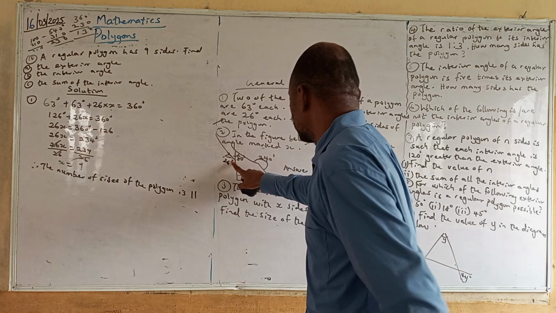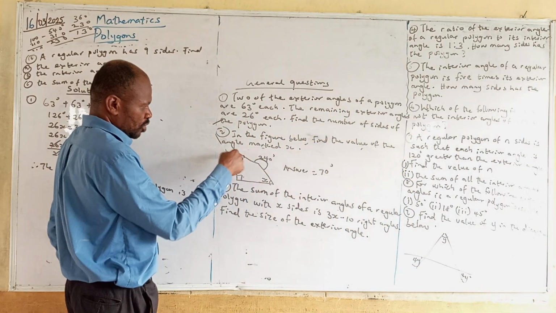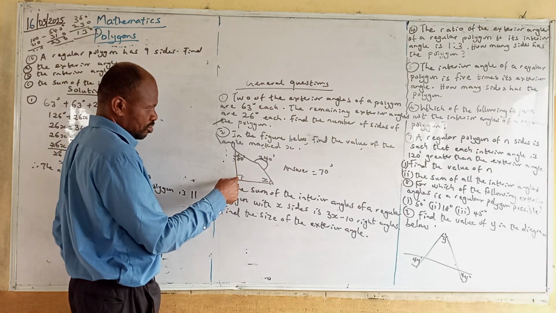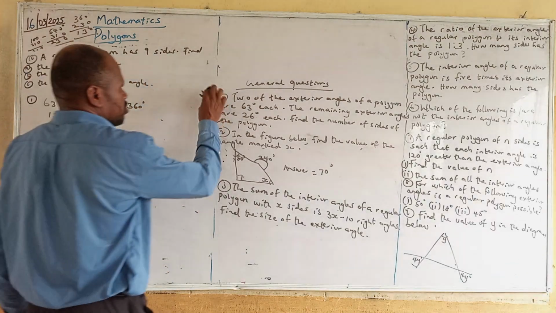Okay, this one, we've done something of this nature before. So just solve this one. This is 90 degrees. Then the answer is 70. All right, let me solve this.